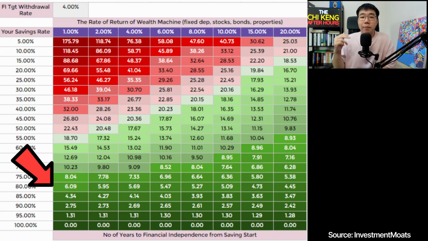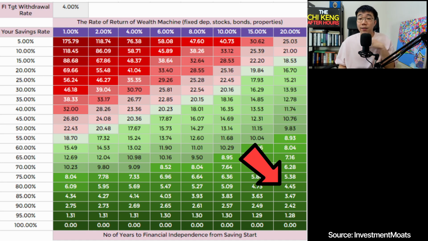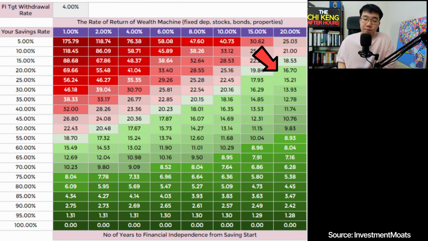So if you're saving 80% of your income with a 1% rate of return, you'll reach financial independence in 6 years. Saving that same 80% with a 20% per annum rate of return only shortens the timeline by 1.5 years. On the flip side, if you're only saving 20% of your income and have a 1% rate of return, take a guess. You'll need 69 years. And even if you're Warren Buffett, the goat of investing, with 20% CAGR per annum, you'll still take 16.7 years.